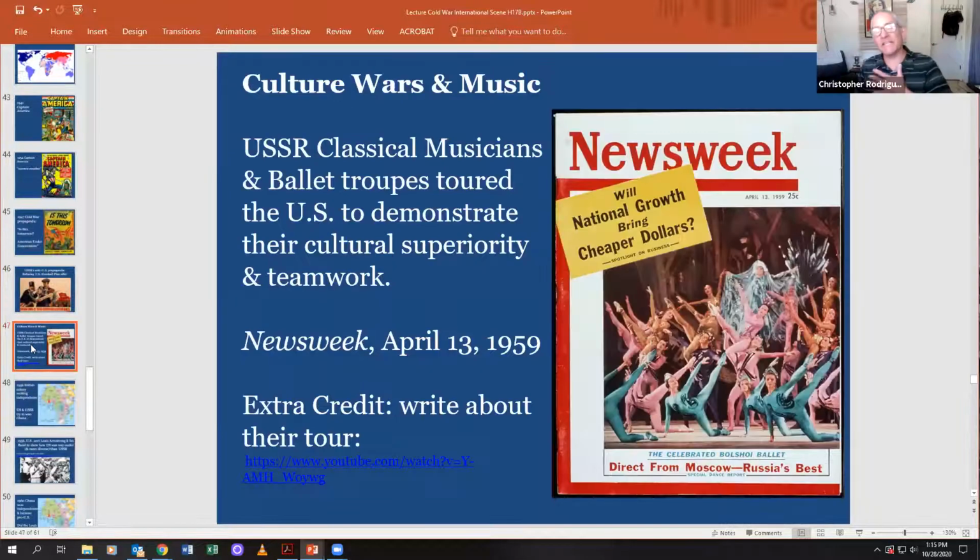What's interesting to me, and I forgot to upload these on the Canvas, but there were also cultural wars within music. For example, the Soviet Union would send their orchestras or their ballets to New York City, to Paris, throughout the Western world, just to demonstrate how wonderfully they play classical music. Their ballet is wonderful, and it was wonderful, okay?